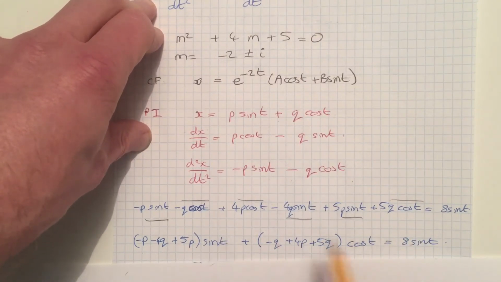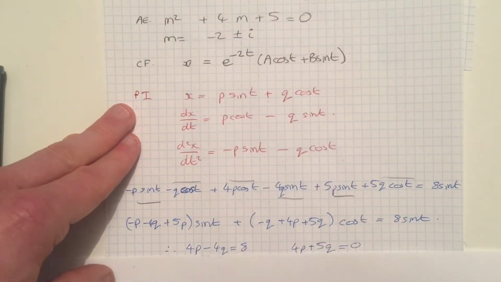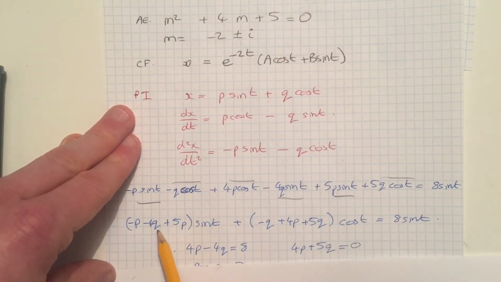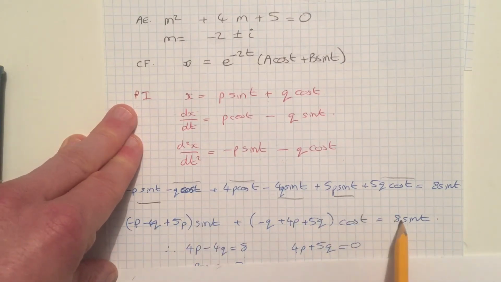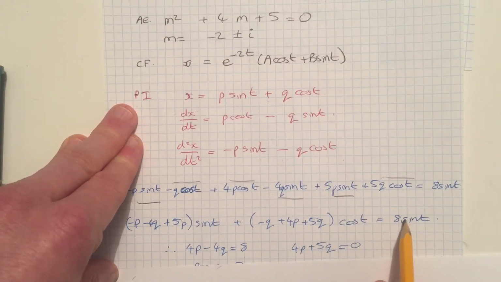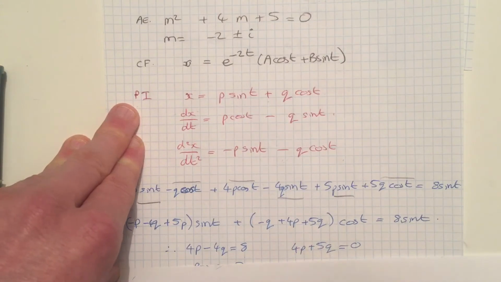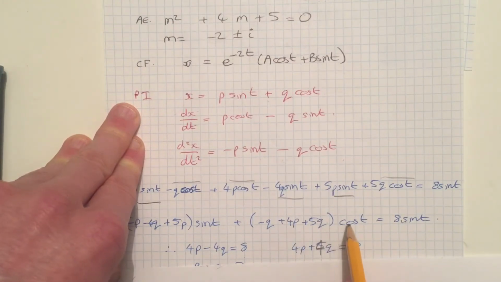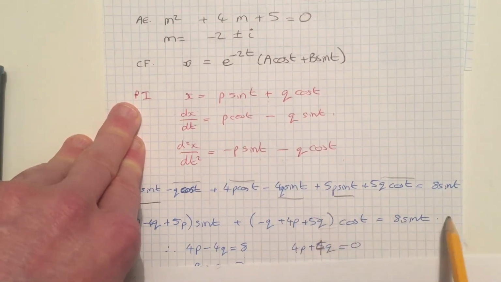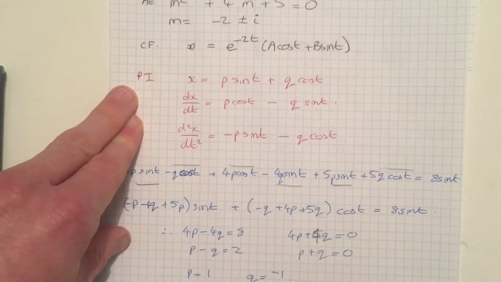And now comparing the left-hand side and the right-hand side, I can see that here I've got 4p minus 4q, and that has to equal 8 because I've got 8 sin t on the right-hand side. Sorry. Collecting up the like terms here, I get 4p plus 4q, and that's going to equal 0 because I should have 0 cos t on the right-hand side over here. And then solving these two equations simultaneously.